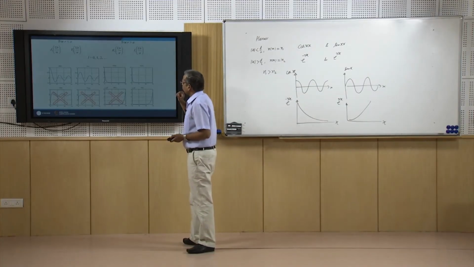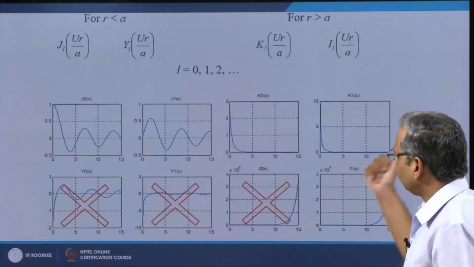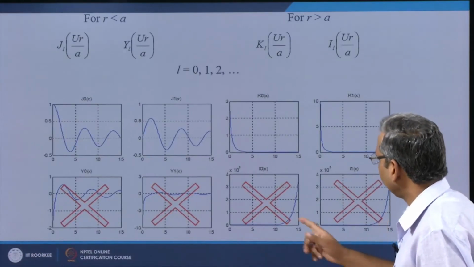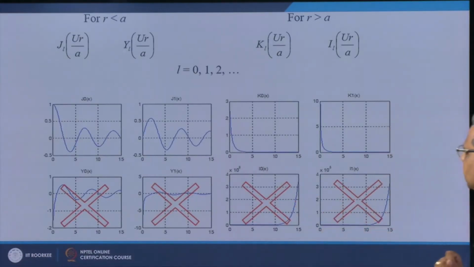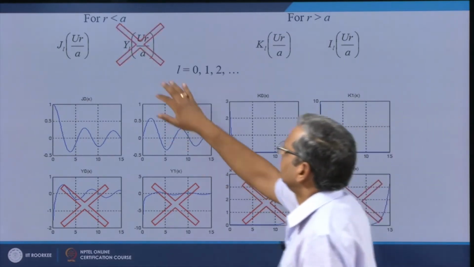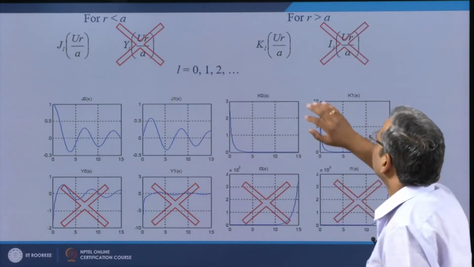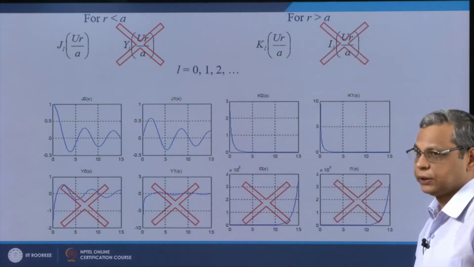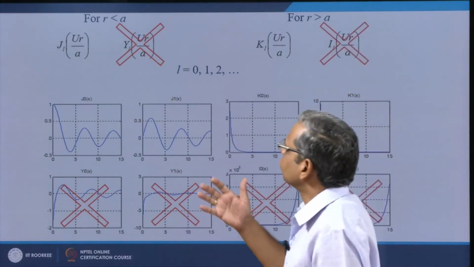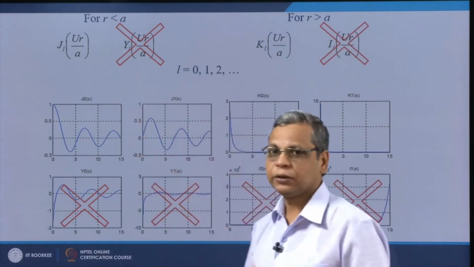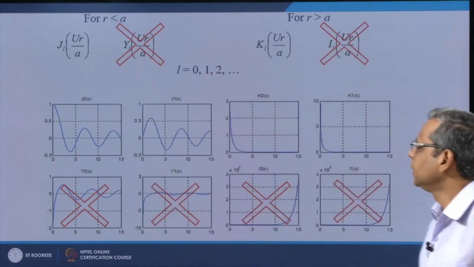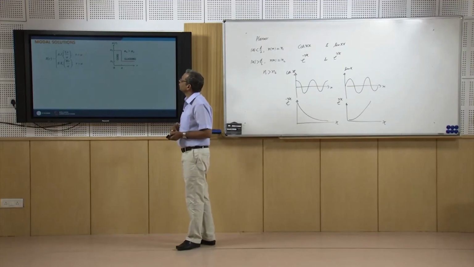In the cladding, because r can go up to infinity, at infinity these I functions will blow up. So I will have to discard the I functions. In the core I will discard this function, and in the cladding I will discard this function. So now I have the solution in the core and the solution in the cladding. So what are the solutions?